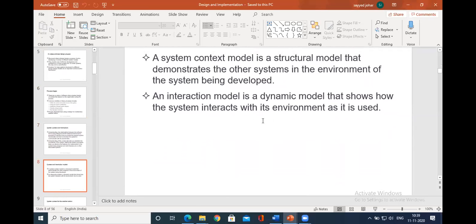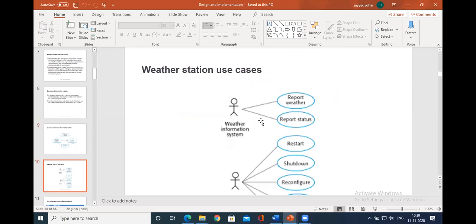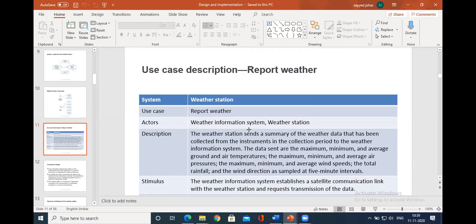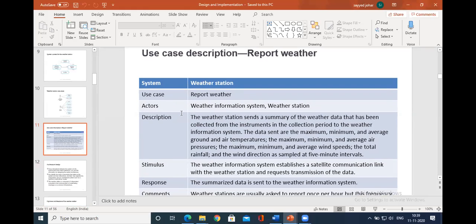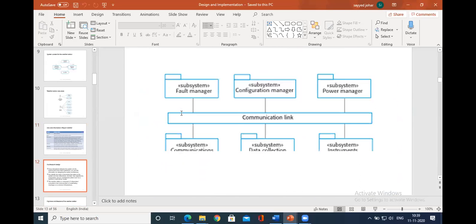Interaction is a dynamic model that shows how the system interacts. What is the context model? The same thing, repeated, as a system we have represented over here. In the case of the use case diagram, it represents the interaction. So what does use case description mean? Once you write a use case diagram, first you should have a description of the use case that is being represented. Then architectural design, high level.